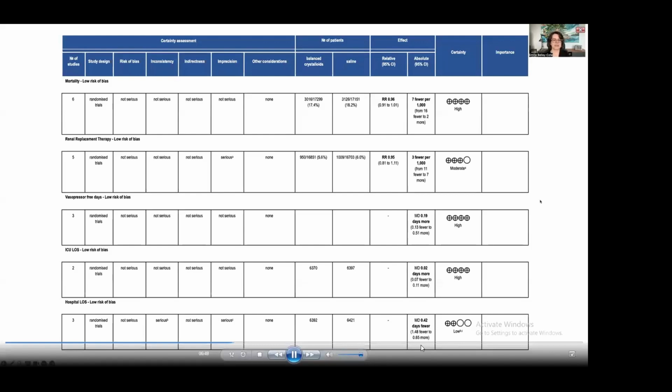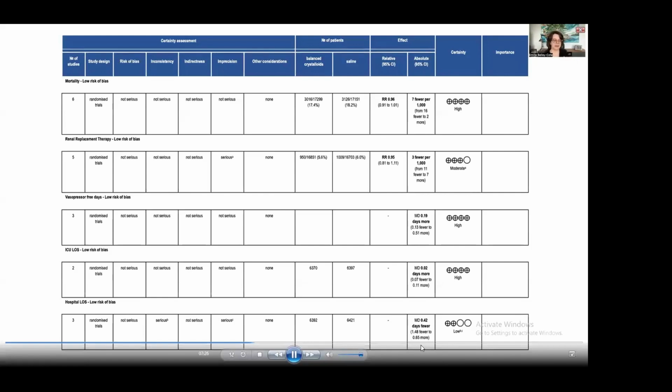And then it generates a certainty of evidence for each outcome, right? So you can see that, for example, for balanced crystalloids versus isotonic saline in critically ill patients in general, for mortality, we had a high certainty of evidence. Why is the recommendation based on moderate certainty of evidence? It is because we usually will say that the body of evidence is the lowest of the critical outcomes. So here you can see that renal replacement therapy is informed by moderate certainty evidence. Therefore, the body of evidence is of moderate certainty.